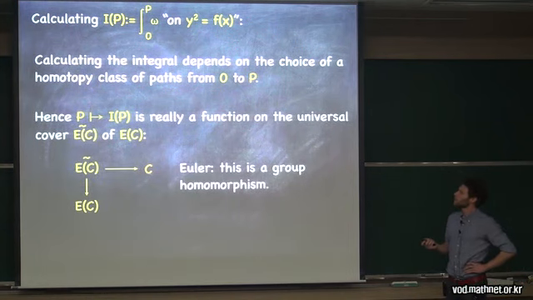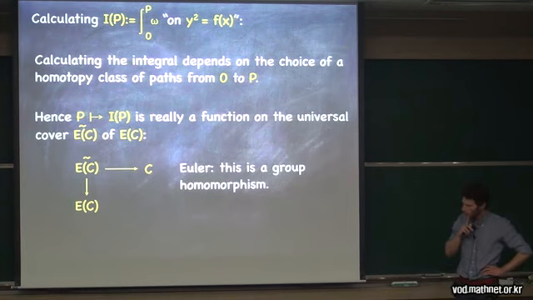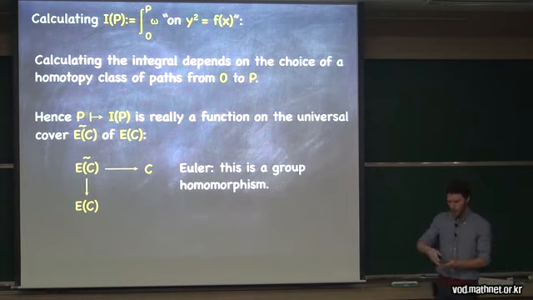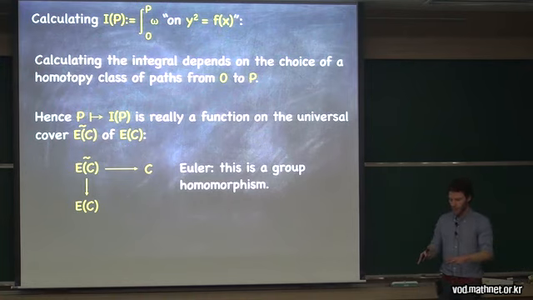So what this means is that this function, when I start with a point and then send it to the complex number which is given by this integral, is really a function on the so-called universal cover of E of c. Remember, E of c was all the complex solutions of our equation. And universal cover just means that I think of the space of all possible paths. So I collect all the paths that I have on my geometric object, and I make it into a new space. And then this function of taking the integral defines the function here.